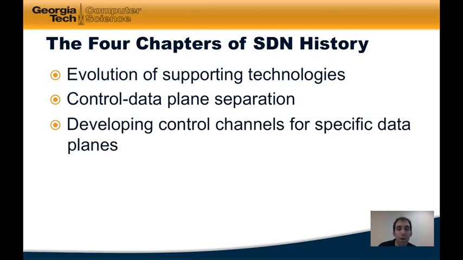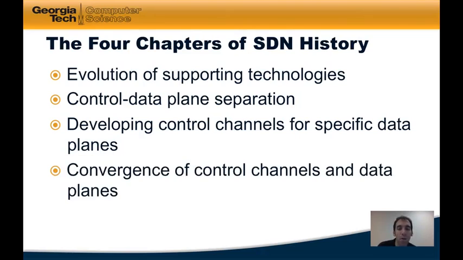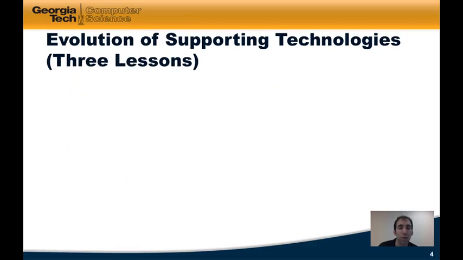We'll also talk about how different specific control channels for certain data planes, like communication of routing information between independently operated networks, evolved. And we'll talk about how after the proliferation of these different control channels and data planes, there's been some convergence. In particular, the emerging OpenFlow standard is an example of convergence of a control and data plane around a specific standard. Let's first start by talking about the evolution of supporting technologies.